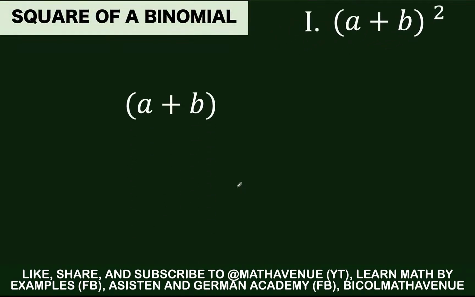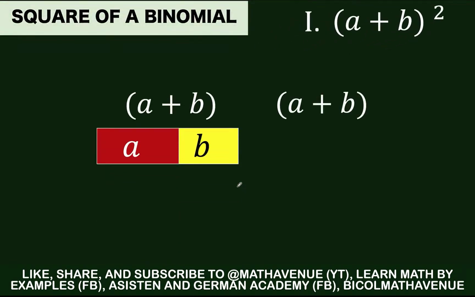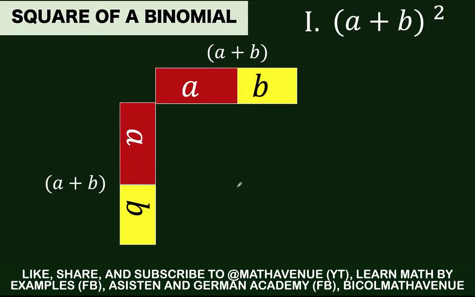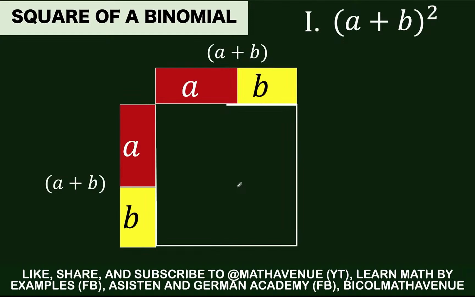So how do we visualize A plus B? It's like this, and this is the same A plus B. The product would be this one. Let's find the area of the square with a side length of A plus B and another A plus B here. So this part here would be A by A, so that would be A squared.